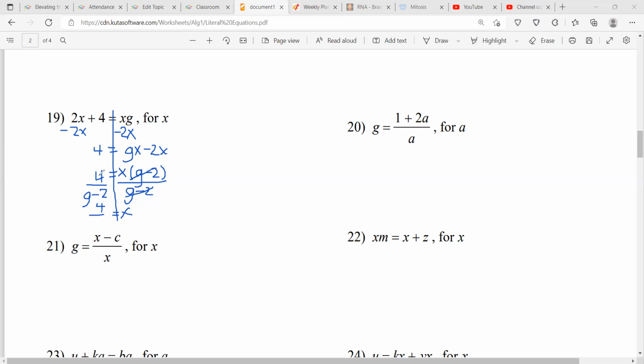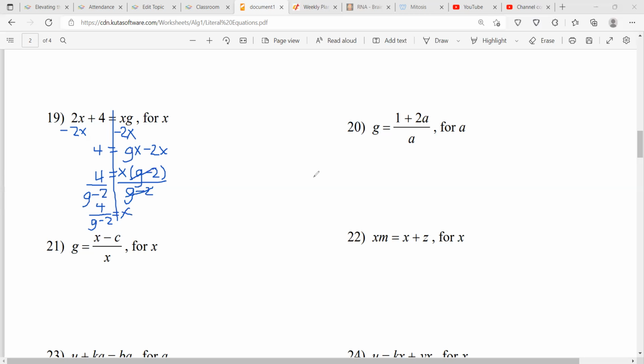And I said this in the videos yesterday. You might think, oh, well, 4 and 2, we can factor those down a little bit. But if I can't also simplify the g at the same time, if I can't simplify all of it, I'm not going to simplify any of it. So I'll just leave it like this for now. So x equals 4 over g minus 2.